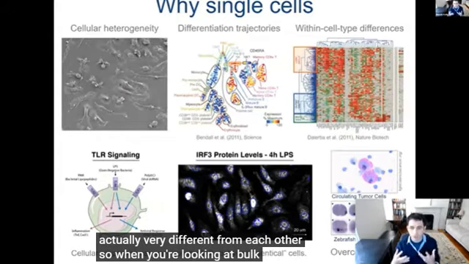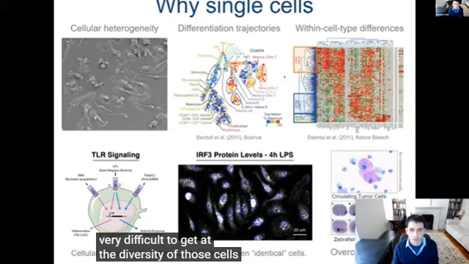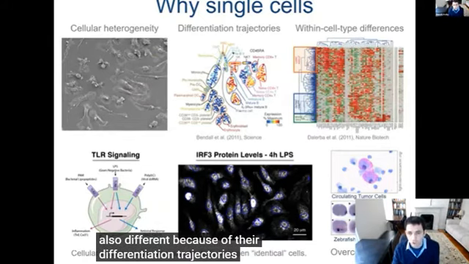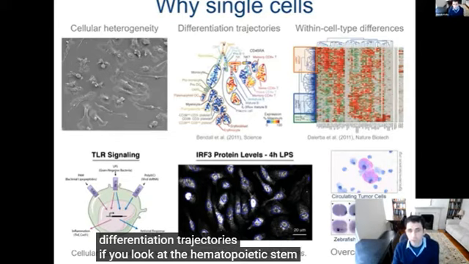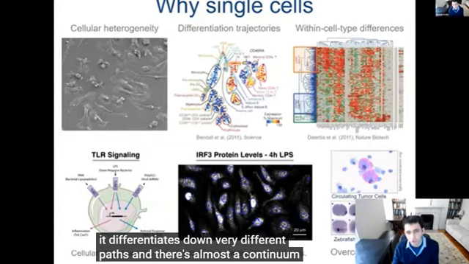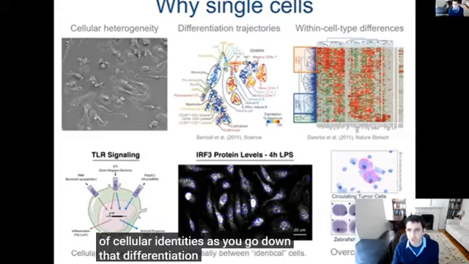So when you're looking at bulk data, it's very difficult to get at the diversity of those cells. Cells are also different because of their differentiation trajectories. If you look at the hematopoietic stem cell lineage, it differentiates down very different paths, and there's almost a continuum of cellular identities as you go down that differentiation time course.